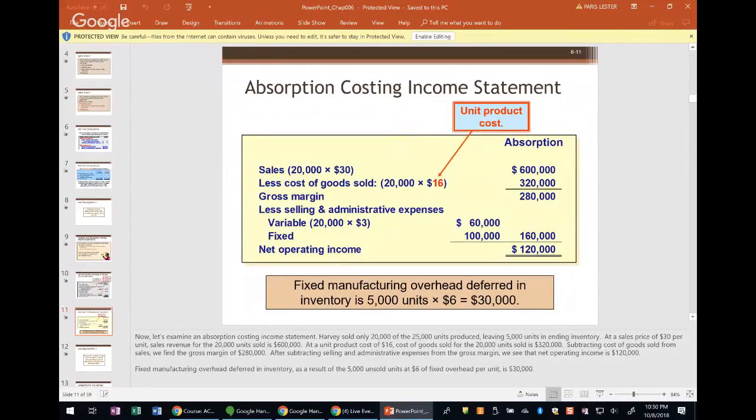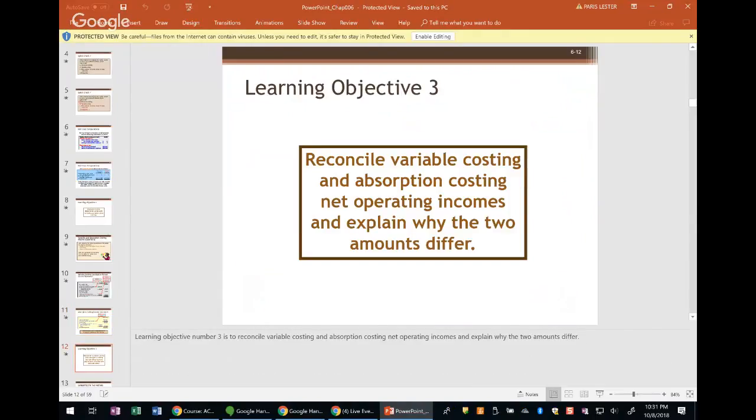You've always done this statement ever since you had Chapter 2 in Principles of Accounting. Well, I'll take that back. That was a service business. Ever since you had Chapter 6 in Principles of Accounting, you started getting cost of goods sold, okay? And gross margin, less selling administrative, and you can break that down into variable and fixed. But you've always done this income statement, absorption costing. And we're going to reconcile.